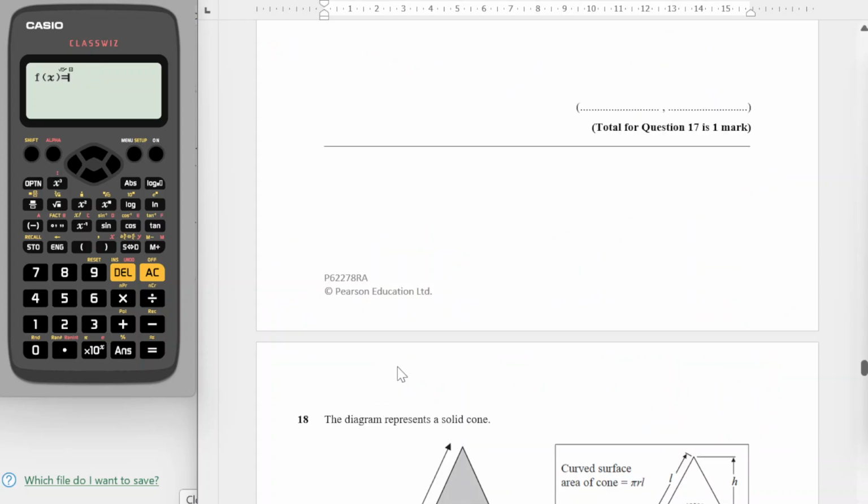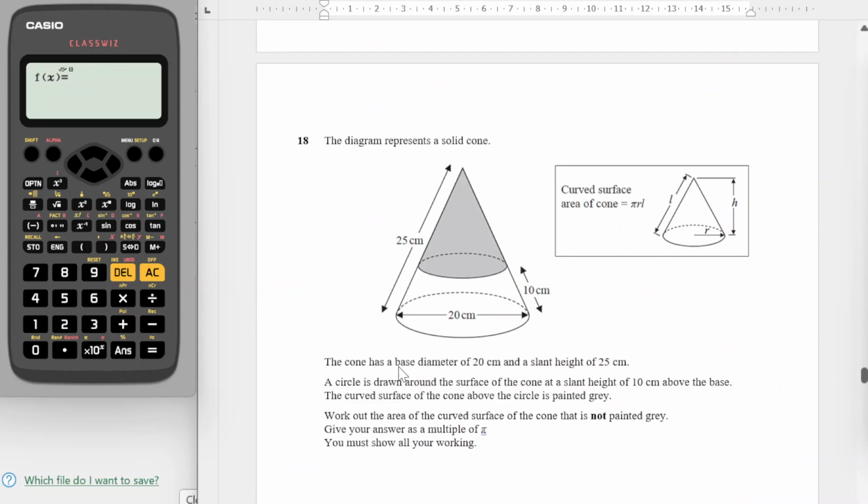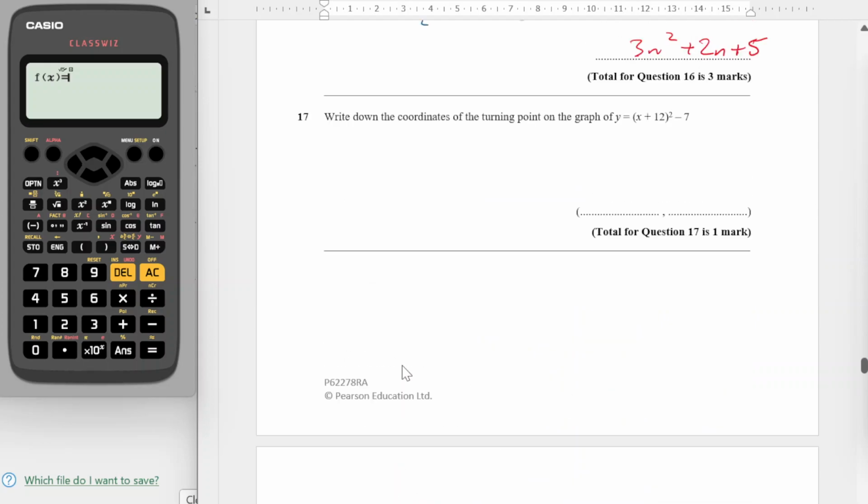Okay, question 17. Write down the coordinates of the turning point of this. So the turning point is when this value is at its minimum. So it's whatever value will make the x value there 0. So that's going to be minus 12. And when that is 0, y is equal to minus 7. So that's how you read your turning point straight off a version of this.